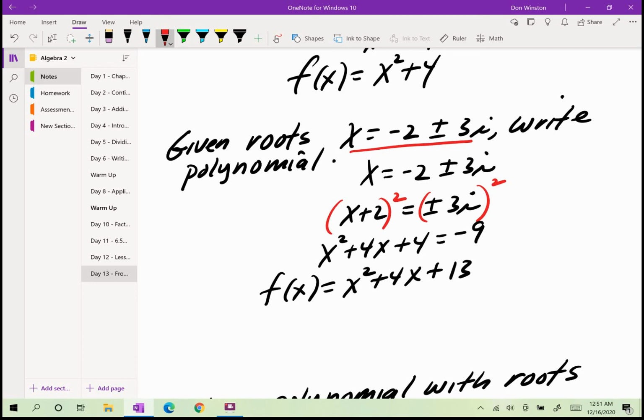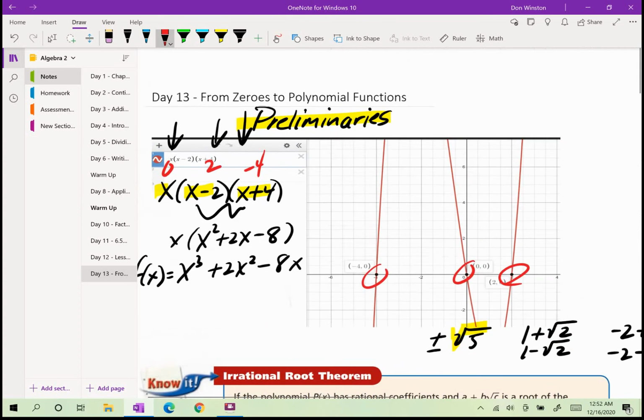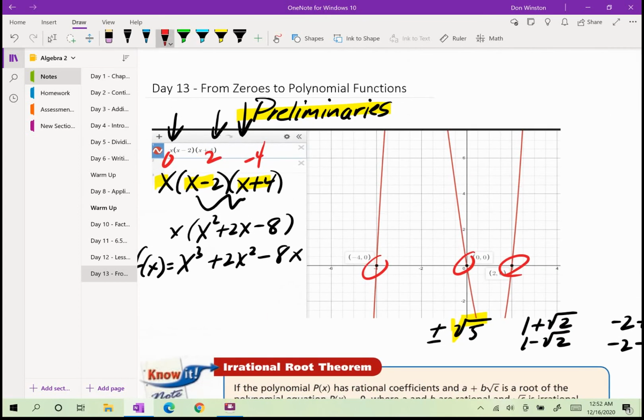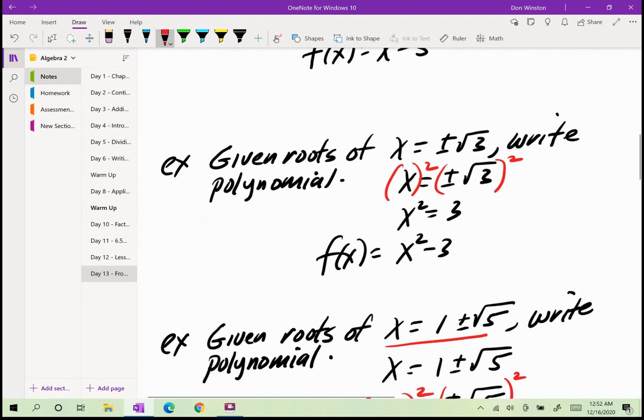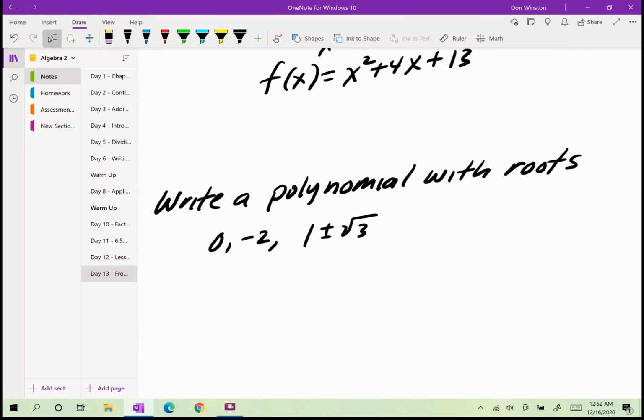Okay, so let's put everything together now. When I started this, when we had rational roots, I had 3 factors, or 3 zeros: 0, 2, negative 4. And so now we'll just have a lot of zeros again, except some of them will be irrational roots and some of them will be imaginary. So let's say here I want to write a polynomial with the roots of 0, negative 2, and 1 plus or minus 3, root 3.